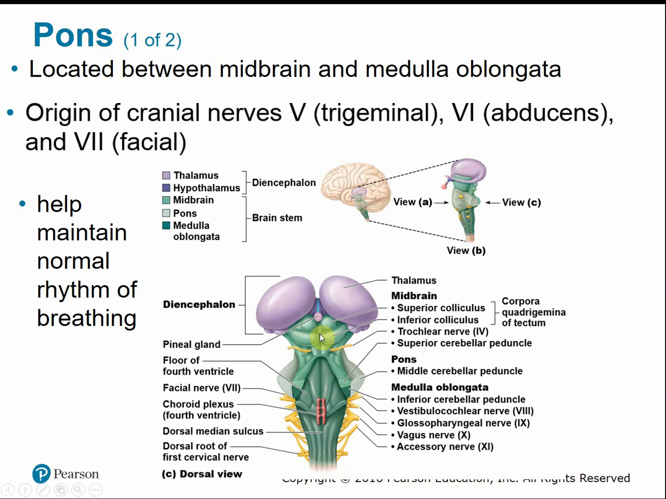The pons is located just between the midbrain and the medulla. It's also going to serve as a point of origin for several of the cranial nerves that we'll talk about in the next chapter. But one of its main roles is helping to maintain the normal rhythm of breathing. So those respiratory centers act with this pons region.